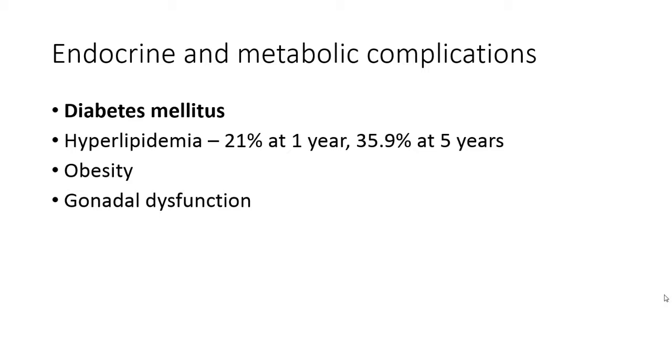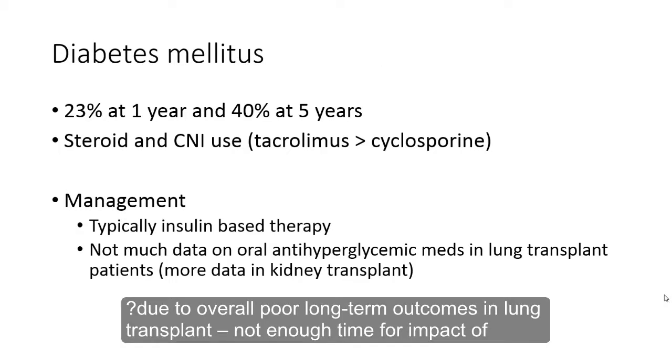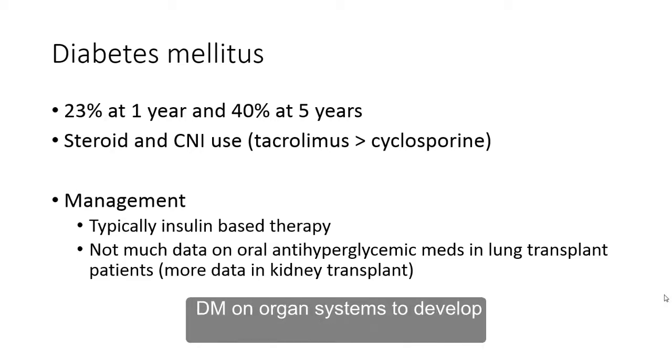So moving on to endocrine, I'm going to focus really more on diabetes because it's very common in our post-transplant patients. Obviously obesity and hyperlipidemia are common as well, but they're pretty much treated like anyone else. So diabetes, up to 40% of people at 5 years, most likely from chronic steroid use and our calcineurin inhibitors, more commonly tacrolimus versus cyclosporine. Management-wise, they typically require insulin-based therapy, and I can tell you that's what we do here, because we don't really have a lot of data on oral anti-hyperglycemic medications in the lung transplant population.